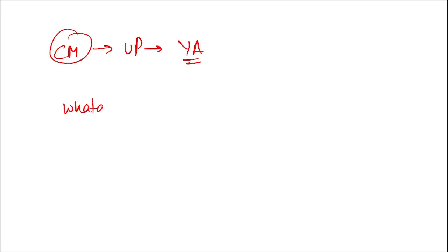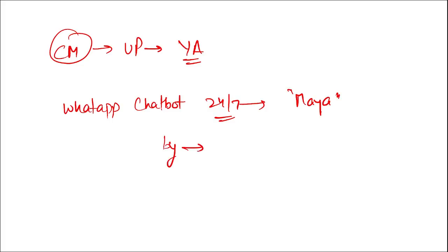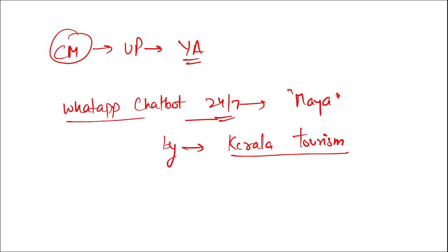Apart from this, now if I ask you some related questions that are important, tell me, who has been appointed as the Chief Minister for the second time of UP also? He is Yogi Adityanath. Then recently, a 24/7 WhatsApp chatbot was released that was named Maya. This was released by which organization? This was released by Kerala Tourism. A 24/7 WhatsApp chatbot by the name Maya was released by Kerala Tourism.